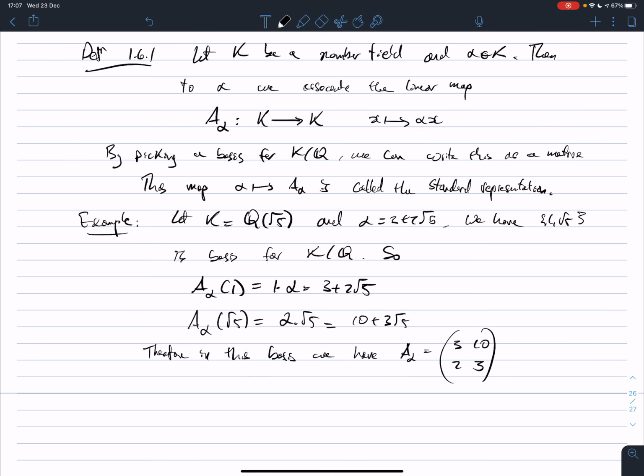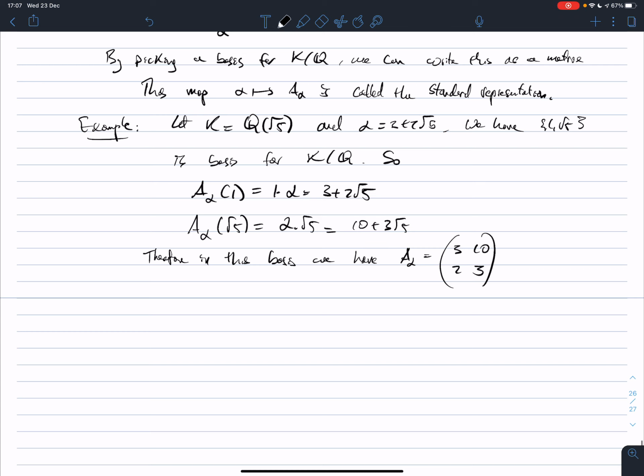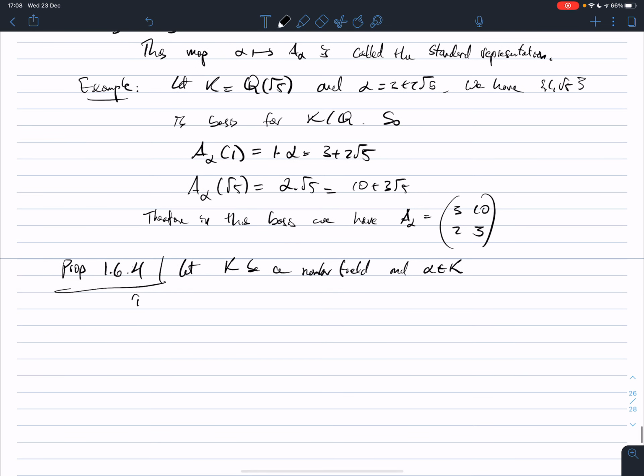So why are we looking at this map? I call this thing a linear map, but I've not checked that it's linear, so let's prove some properties of this standard representation. This is proposition 1.6.4. Again, K be a number field and alpha some element of K. Then we have three things. One, the map alpha goes to A alpha is injective.